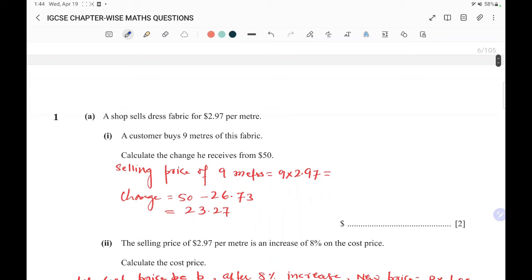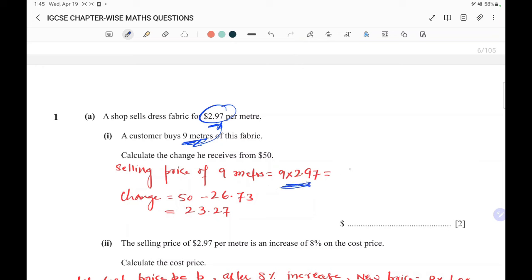This says a shop sells a dress fabric for $2.97 per meter. So 1 meter costs this much. Then the customer buys 9 meters of this fabric, and calculate the change he receives from $50. So it means we need to find the price for 9 meters. 1 meter costs 2.97, so for 9 meters we just need to multiply. The selling price of 9 meters will be 9 times 2.97.